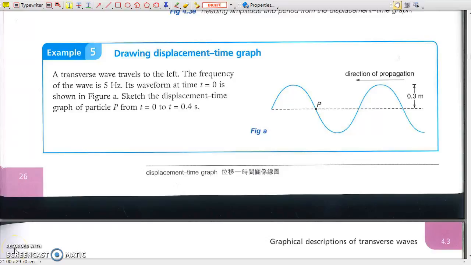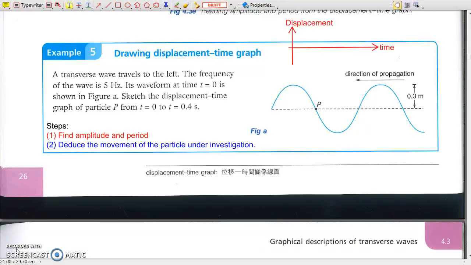Example 5. Drawing displacement time graph. First, we need to know the amplitude and period of the particle vibration, which are shown directly on a displacement time graph. Here we may calculate the period from the given frequency. Next, the most important thing is the movement of the particle under investigation. Now, when the wave propagates to the left, particle P will first move downward. So the displacement time graph will look like this, just like a negative sine curve.